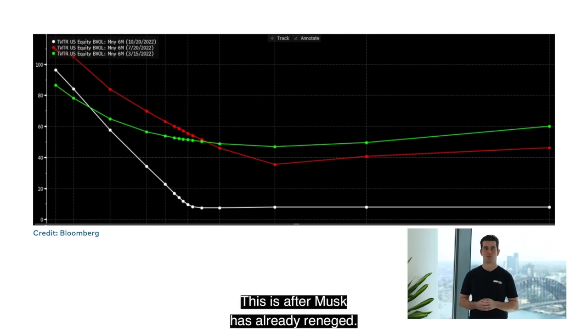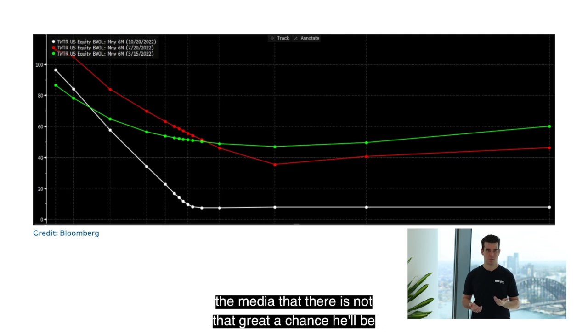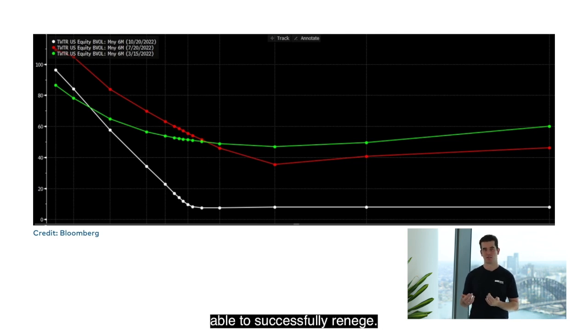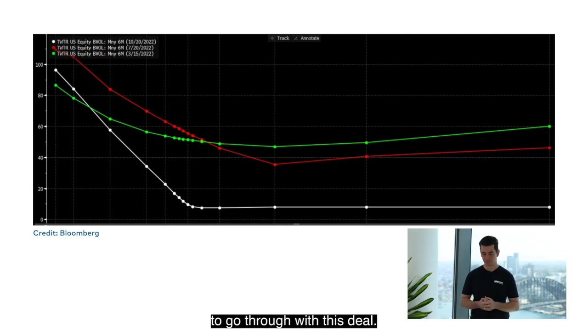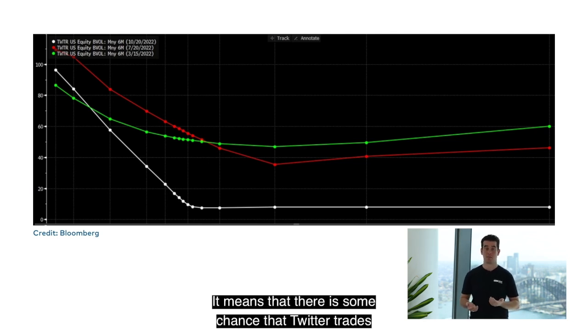But now we draw our attention to the red line, which was taken in July. This is after Musk has already reneged, and while it seems from everything we're hearing from the media that there is not that great a chance he'll be able to successfully renege, he's certainly increased the likelihood that he's not going to go through with this deal. So what does this mean for us? It means that there is some chance that Twitter trades significantly lower than where it's been trading for the last couple months. And what that means for our volatility surface is that there is a significantly greater component of skew. And we can see that in effect in the red curve on the downside, where the puts are significantly more expensive relative to the at the money than they were a couple weeks earlier.